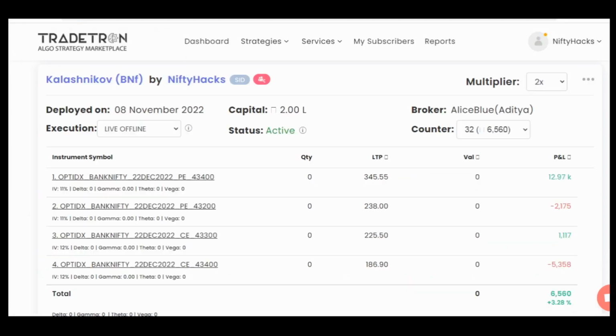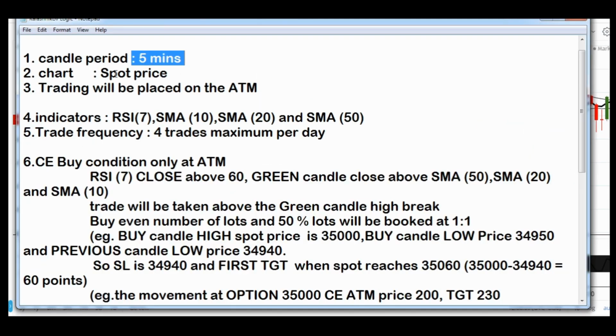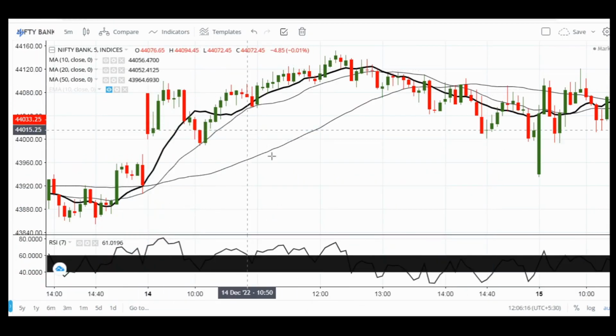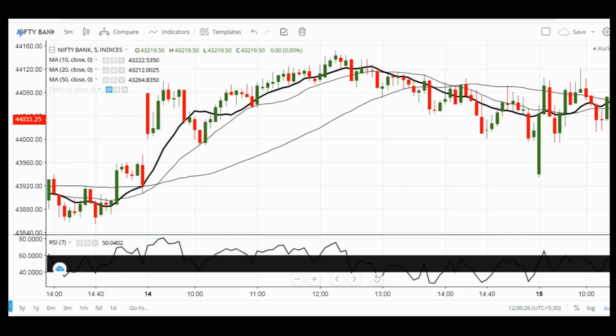Candle period is 5 minutes. As you can see, I have selected the 5 minute candle period here, and the chart is spot price. I have selected the BankNifty spot chart. Then this is the option in which he wants to trade. Then indicators are RSI 7, SMA 10, 20 and 50. That also I have added. This is SMA 10, the bold one, and the other two are SMA 20 and SMA 50.